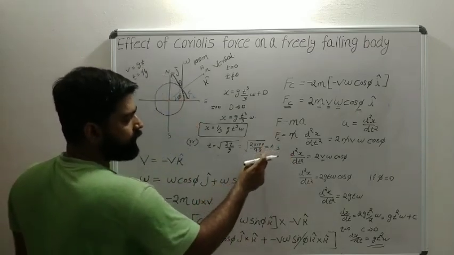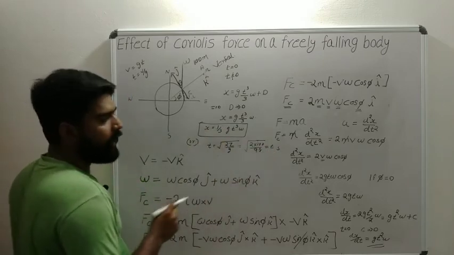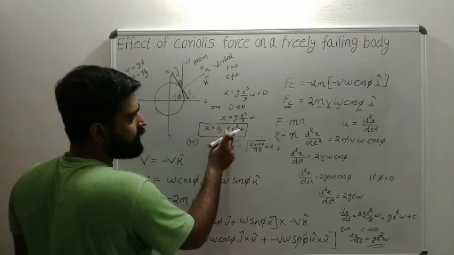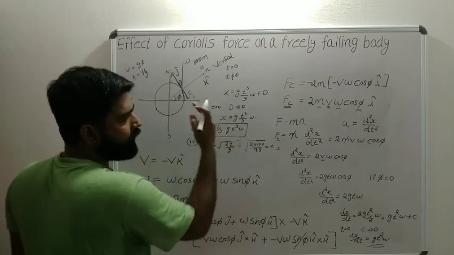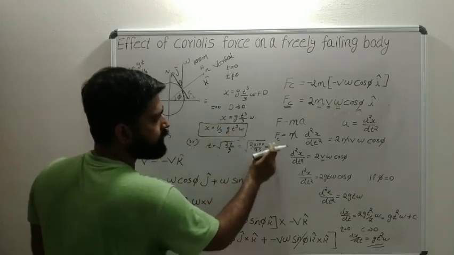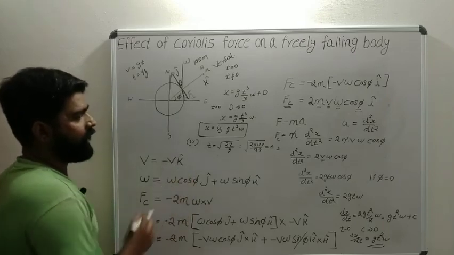So we can substitute the value of t in this equation, and we will get x is equal to 1 by 3 g, 9.8, and the angular velocity of the earth, and also the value of t by using this equation, right?